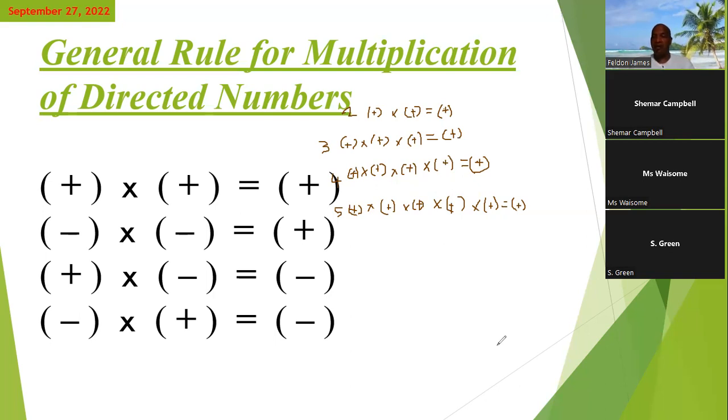If you're multiplying an odd amount of positives, you're still going to get positive. If you're multiplying an even amount of positives, you're still going to get positive. However, if you're multiplying an odd amount of negatives, you will get negative. If you multiply an even amount of negatives, you will get positive. So those are some rules that you need to bear in mind. All right, guys?